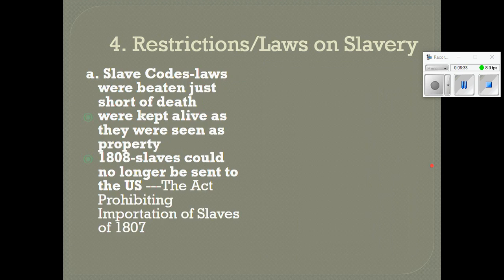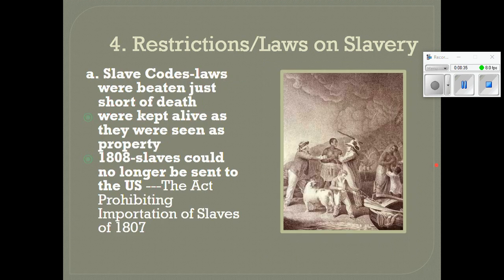In 1808, slaves can no longer be sent to the United States. This is called the Act Prohibiting the Importation of Slaves of 1807. Now, this is all great, if it was actually abided by. So do you really think that from 1808 through 1865, the end of the Civil War, no slaves were brought in? Not so much. But this was put into place.